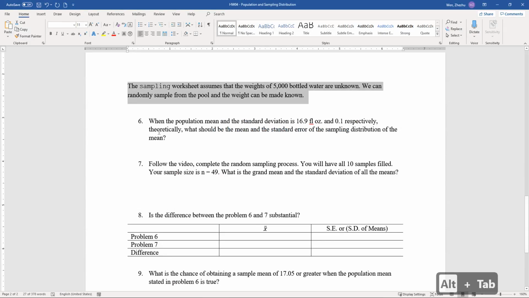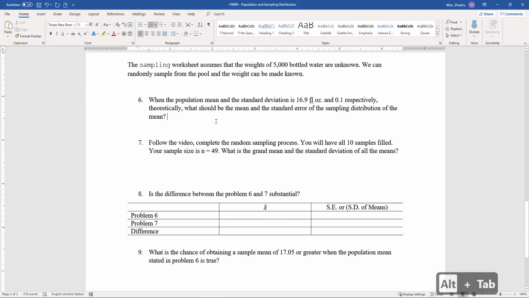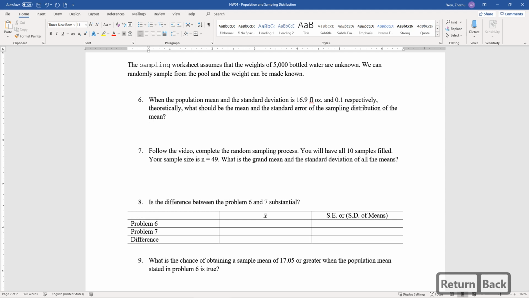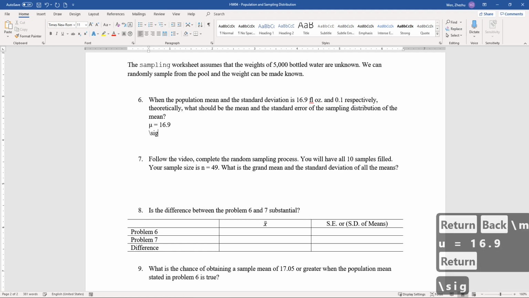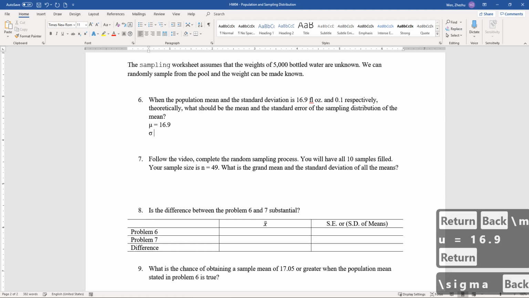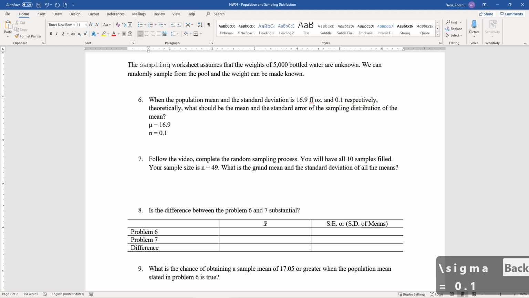Okay, so the population mean and standard deviation are given respectively, so it implies that these are something the question designer provided out of kindness, so that you don't struggle too much. So this is something provided. The population mean and the standard deviation are known as these two. Theoretically, what should be the mean and the standard error of the sampling distribution of the mean?